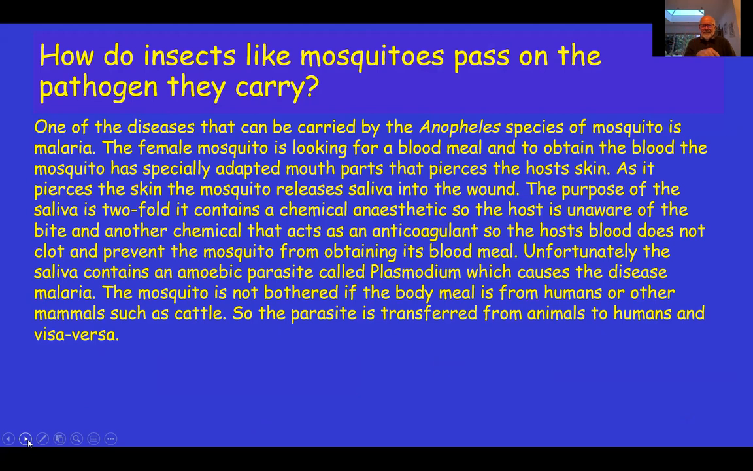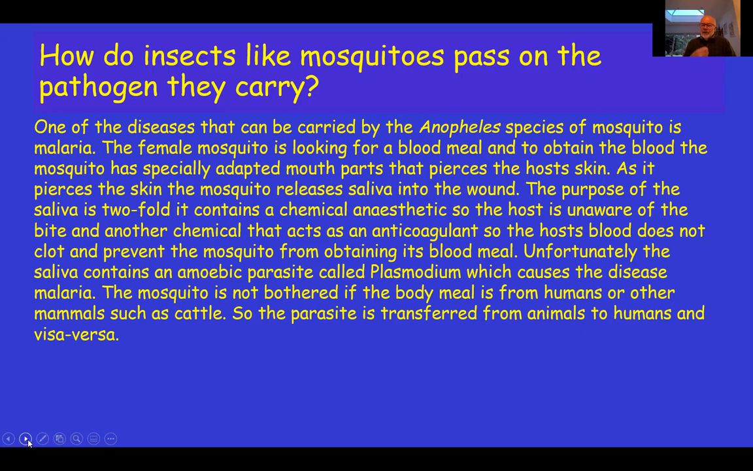So how do the insects like mosquitoes pass on the pathogen they carry? Well, one of the diseases that can be carried by what we call the Anopheles species, and there are lots of different mosquito species, is malaria. Now, the female mosquito is the one that bites. The males don't, because the female needs the protein-rich blood so that she can produce lots of eggs, okay, and therefore offspring. So that's why the female is biting you.